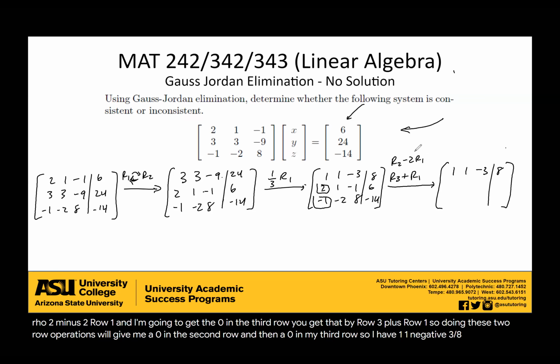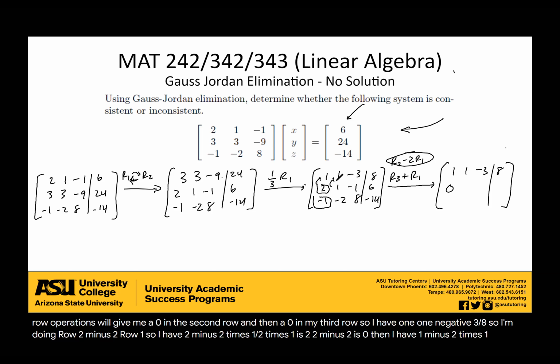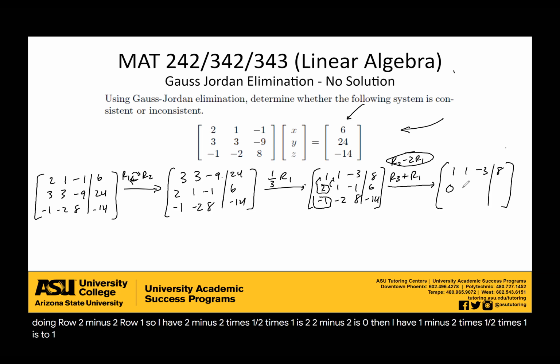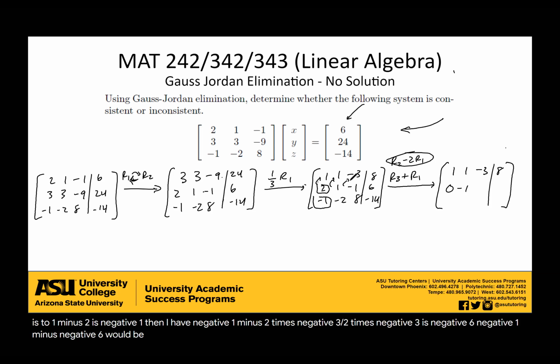So I'm doing row 2 minus 2 row 1. So I have 2 minus 2 times 1. 2 times 1 is 2. 2 minus 2 is 0. Then I have 1 minus 2 times 1. 2 times 1 is 2. 1 minus 2 is -1. Then I have -1 minus 2 times -3. 2 times -3 is -6. -1 minus -6 would be -1 plus 6, which would be 5.